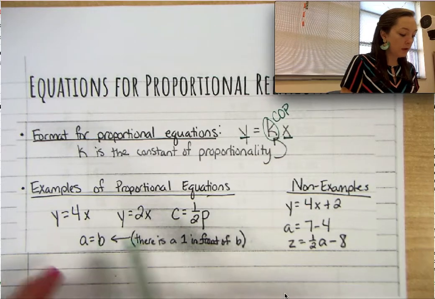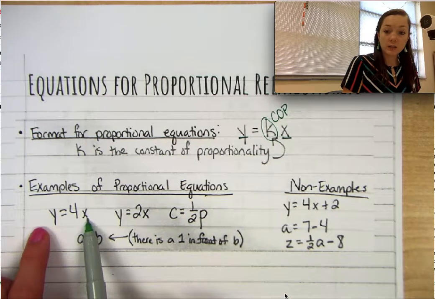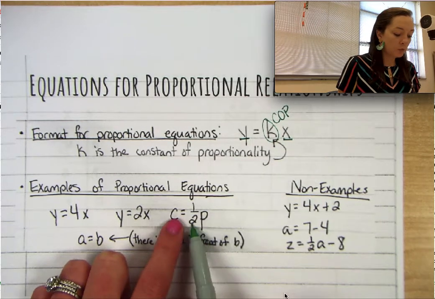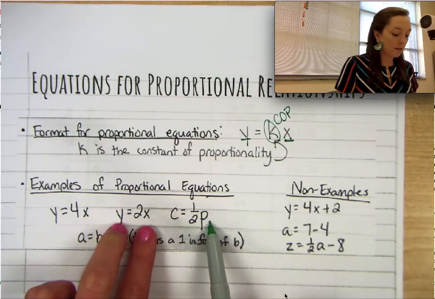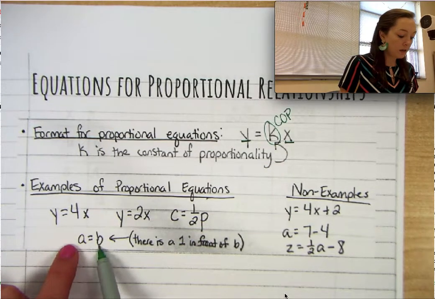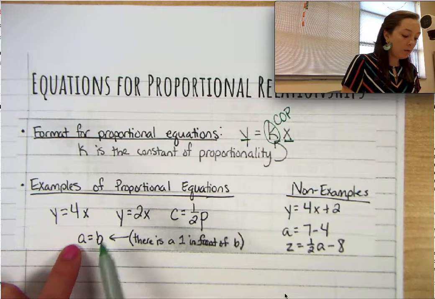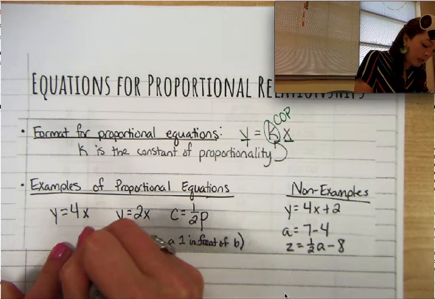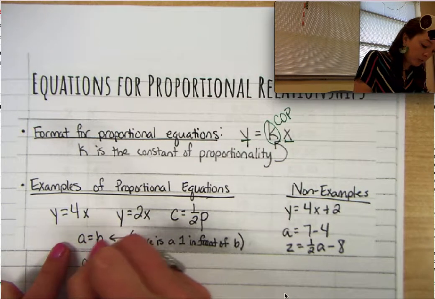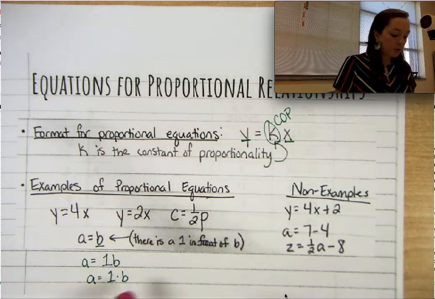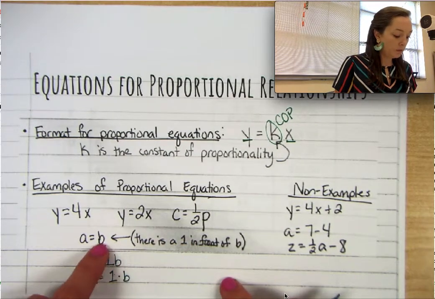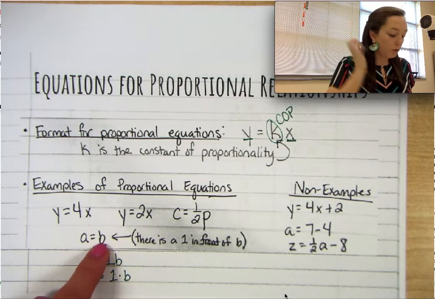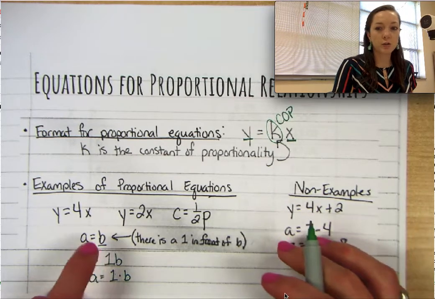So here's some examples. y equals 4x, which is what we just did. Then we have y equals 2x, or you could have c equals 1/2 p. So you see how the variables don't have to be y and x. And then you have one here, a equals b. Well, how many b's do I have here? I have 1. So I could write this as a equals 1b, or a equals 1 times b. So there's an understood 1 in front of that b. But when we write equations, when there's only one of a variable, we don't really put that number there, so I just want to make sure you saw that.